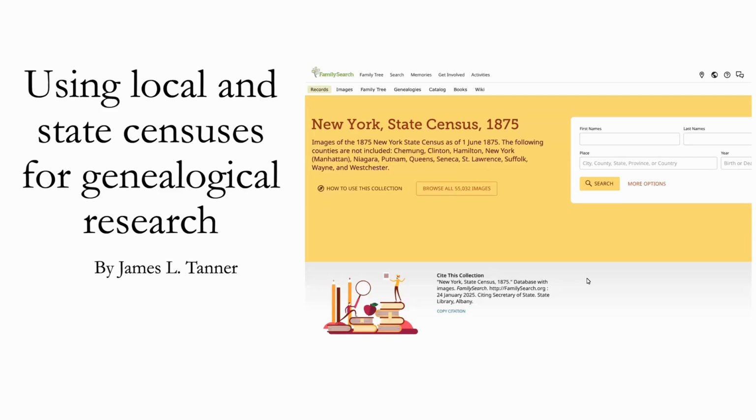And I have to say that I really, over the years, have not focused on state censuses. And I kind of regret that now that I've gone back through and looked at a variety of different types of censuses that have occurred, some of which are quite surprising. So, let's kind of get into this.